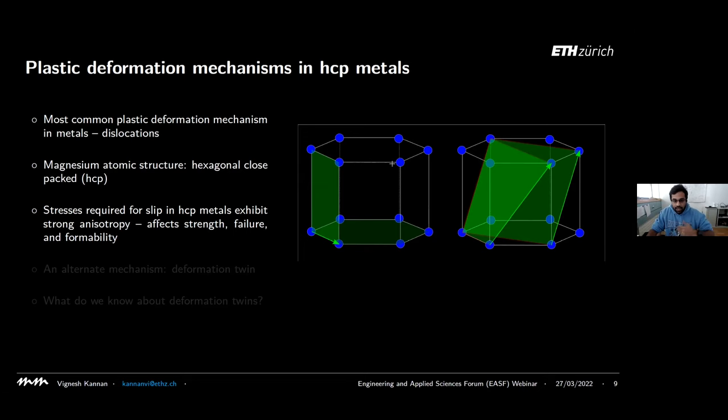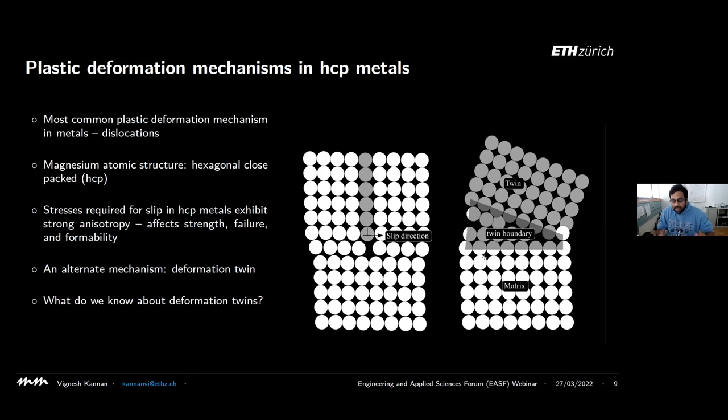And what this effectively means is that if I try to apply some deformation mode or a deformation tensor to this magnesium crystal, I will end up with a very strong anisotropy, which basically means that the strength of the material is very low when you shear it in the plane of the crystal versus out of the plane of the crystal. Right? So what happens when that kind of an anisotropy happens?